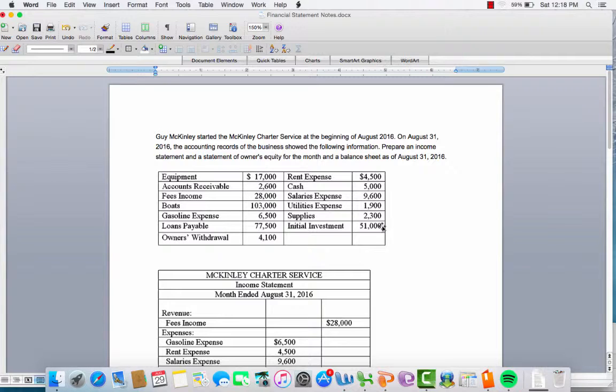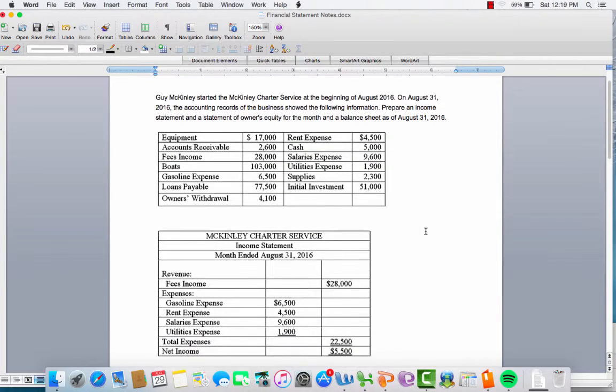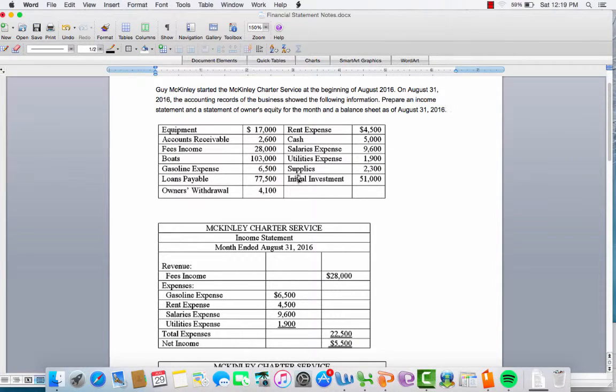So the first thing we're going to do is create our income statement. And remember, there's a very structured way that we go about preparing our financial statements. You have to do the income statement first, or you won't be able to do the other ones because information that we get from the income statement carries forward to those other financial statements. So, what we're going to do is use information from these accounts to actually prepare this financial statement.